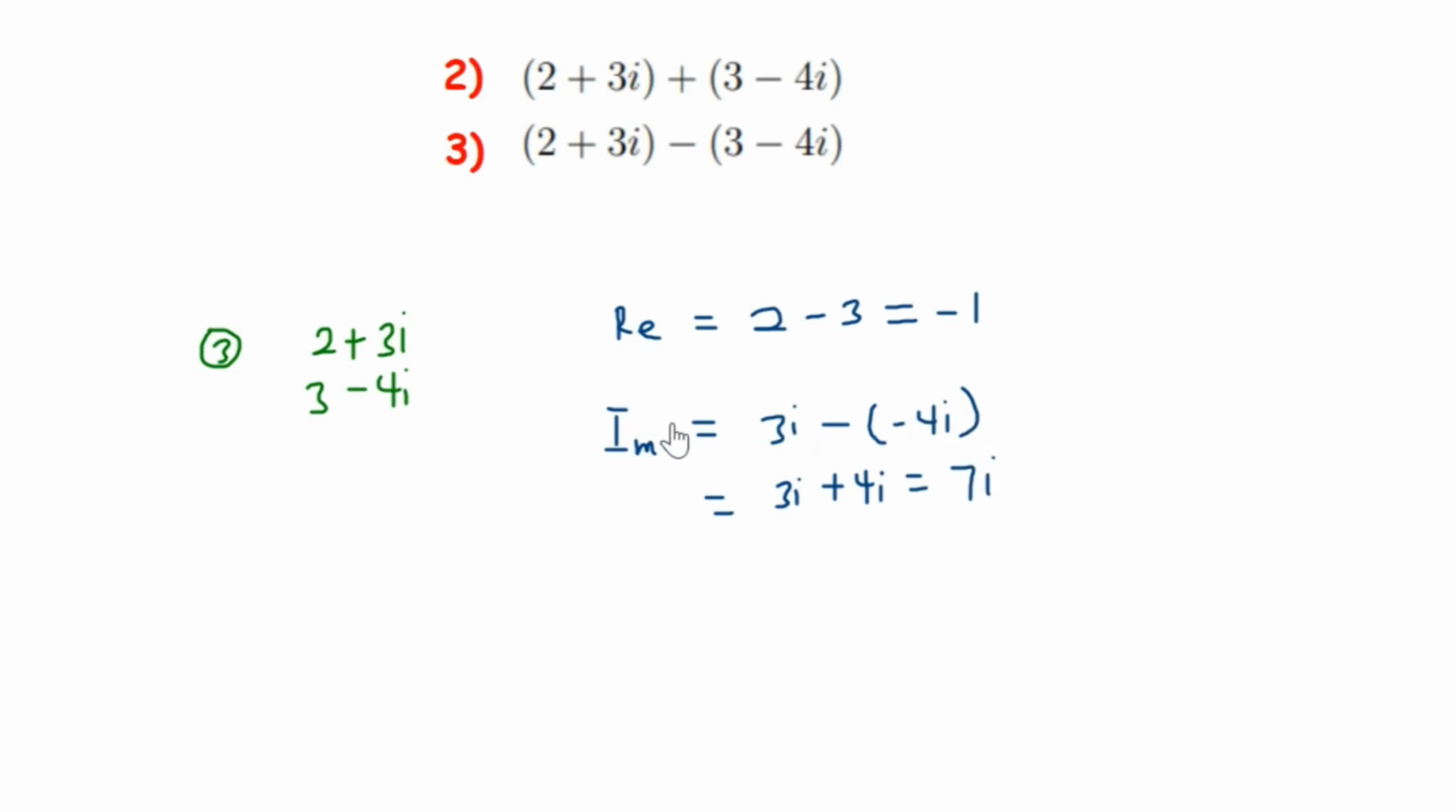Okay, so subtracting these two complex numbers, we have the answer to be equal to what? Minus 1 plus 7i. So this will be the answer for this subtraction that we performed. So let's move on to the next question.